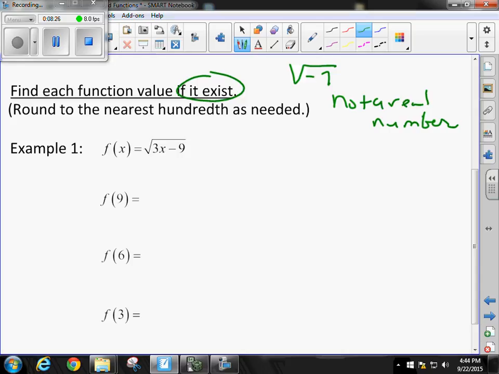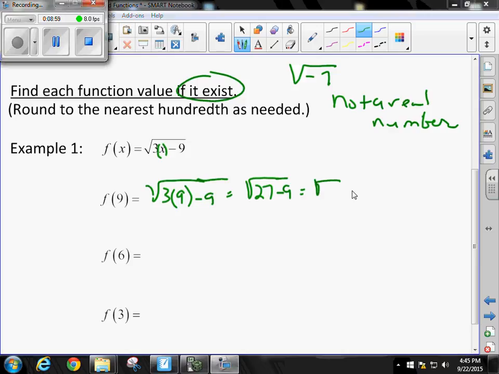So we'll start off first with the square root of 3x minus 9. So I'm doing f of 9, which means I'm going to plug in 9 where the x is. So I have the square root of 3 times 9 minus 9. Square root of 3 times 9 would be the square root of 27 minus 9. 27 minus 9 would be the square root of 18. And now it wants me to round it off to the nearest hundredth, so I'm going to have to grab my calculator for that.